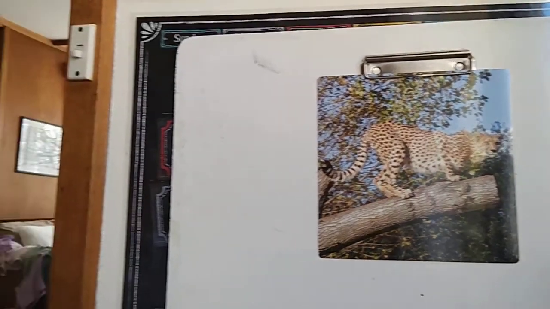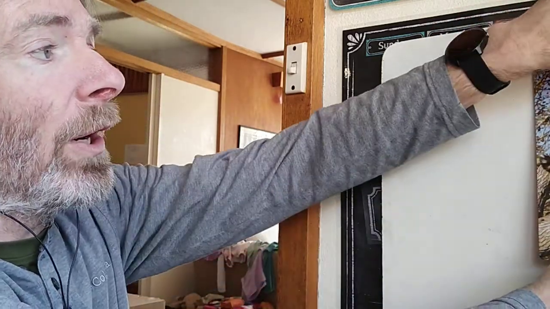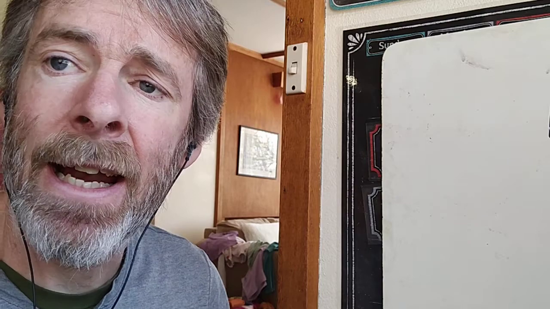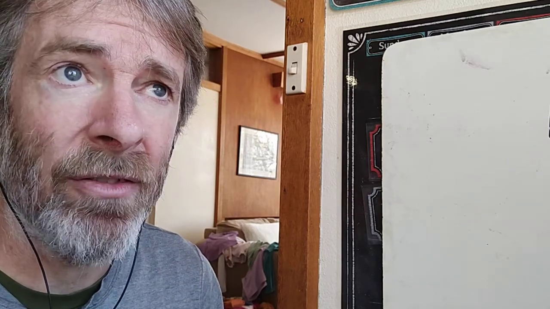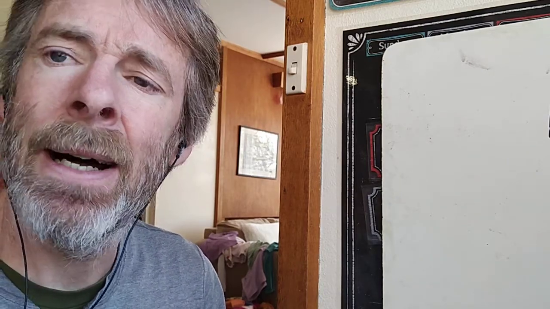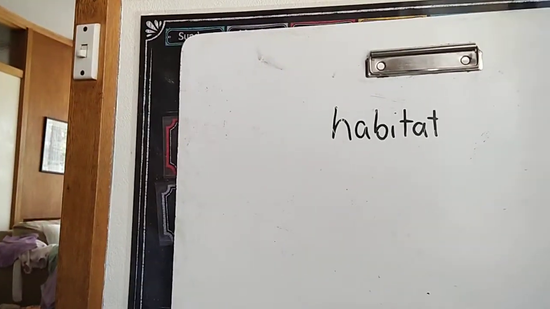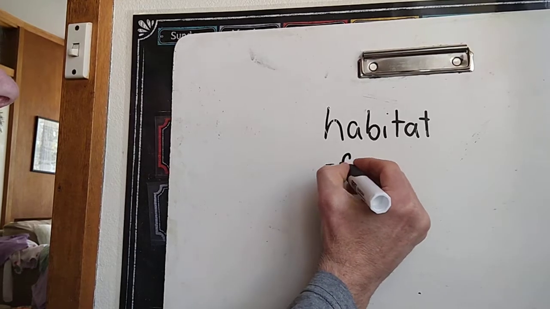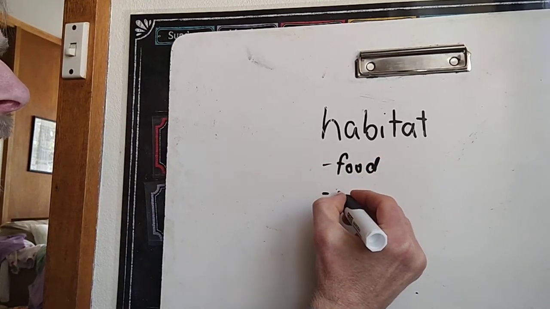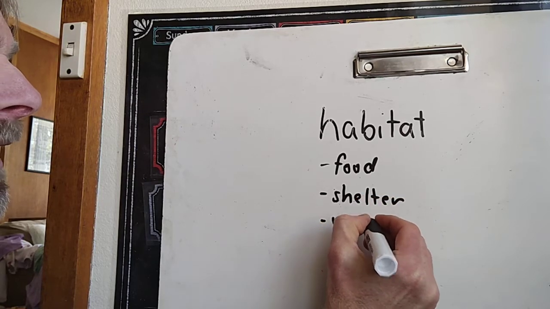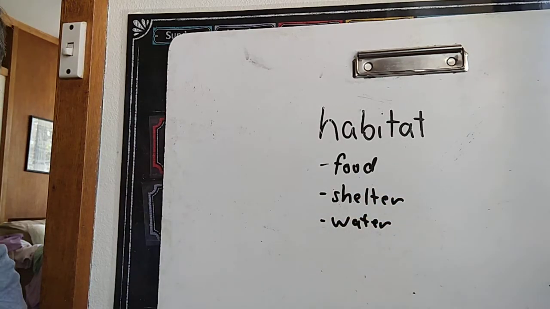All right, so your task is to choose an animal. Any animal in the world you want. It could be from Australia. It could be from your country. I want you to draw a picture of your animal. And in your picture, make sure that we have the animal's habitat. We have food. We have shelter. And we have water.